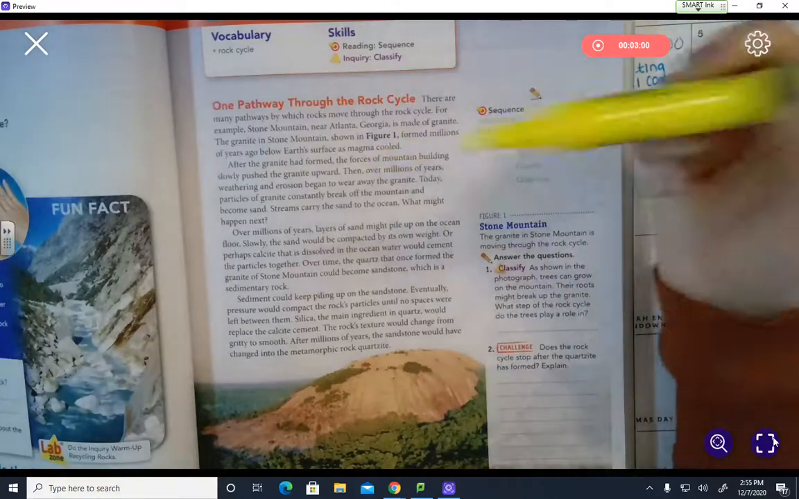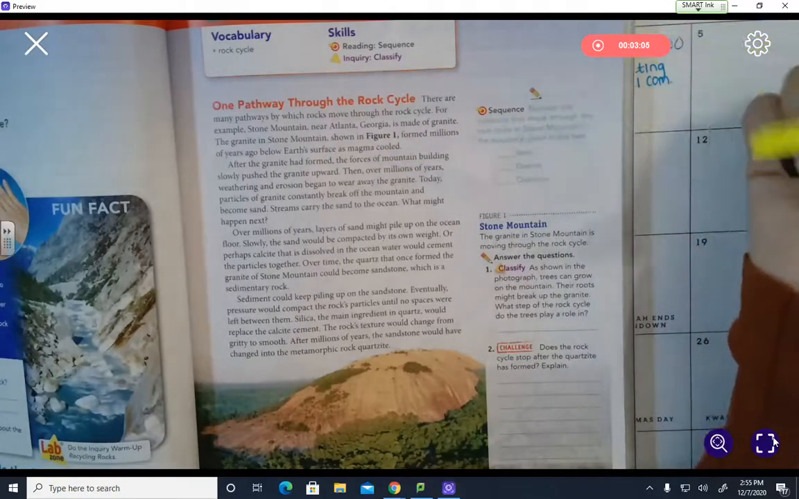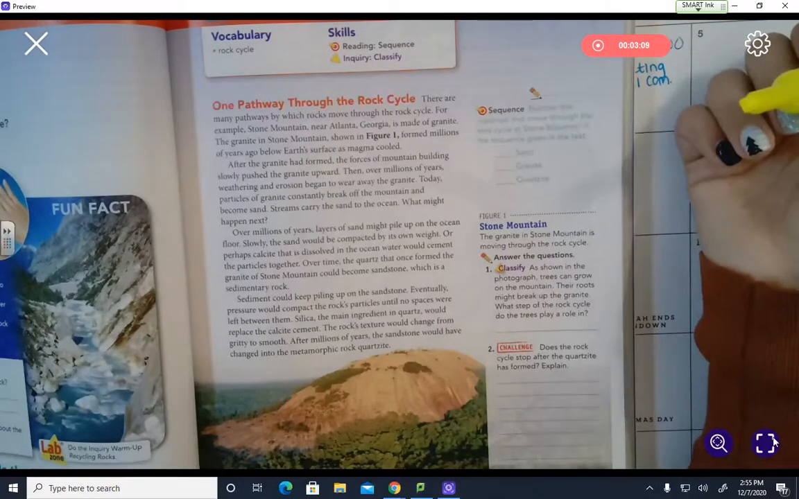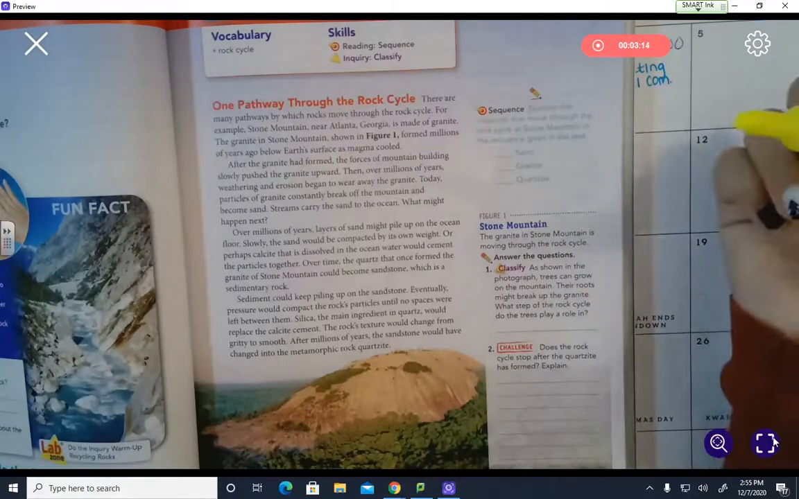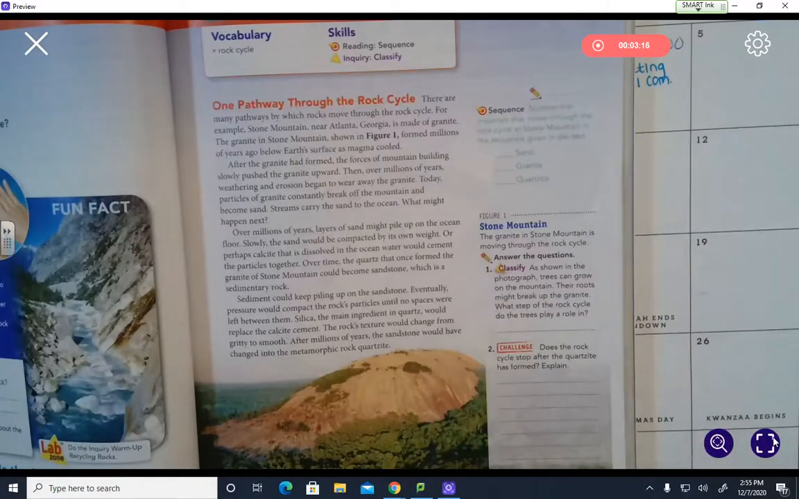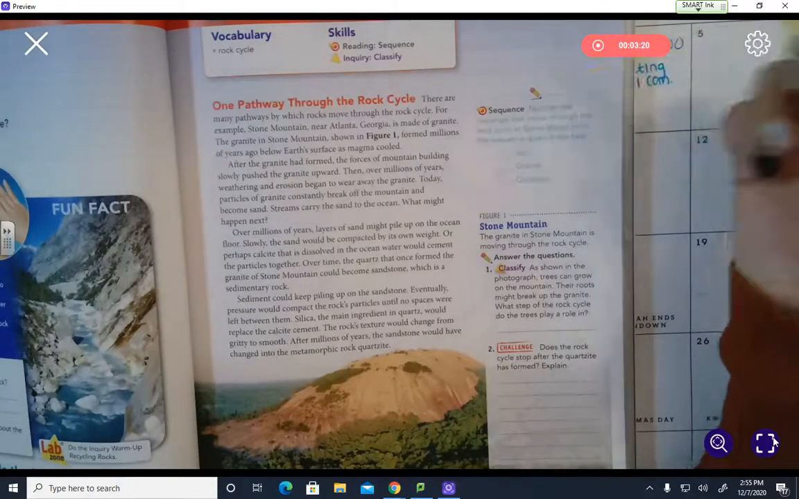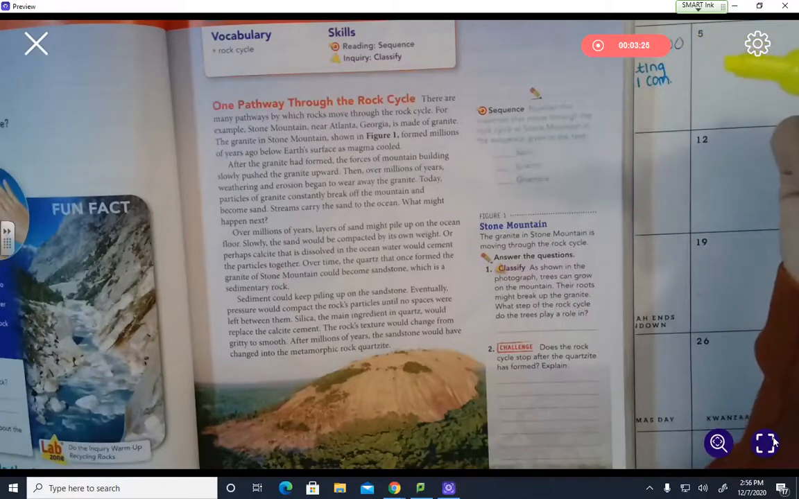After the granite had formed, the forces of mountain building slowly pushed the granite upward. Then, over millions of years, weathering and erosion began to wear away the granite. Today, particles of granite constantly break off the mountain and become sand. Streams carry the sand to the ocean. What might happen next? Think about it. Think about how sedimentary rocks are made. Weathering and erosion. Think about what happens next.